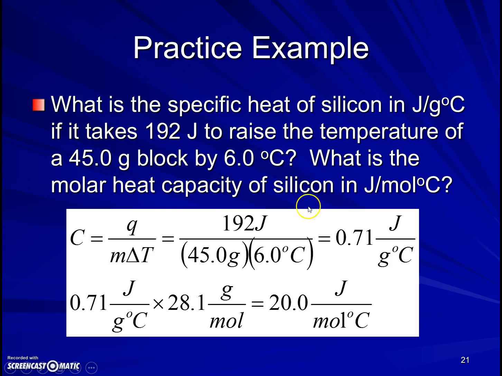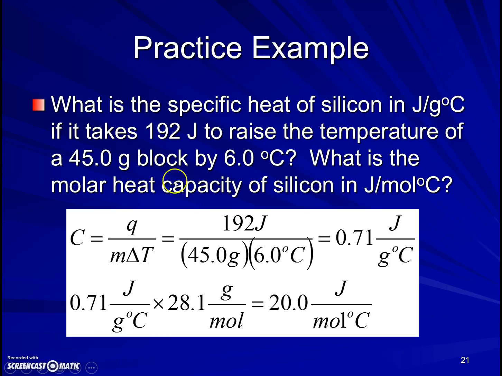Let's take a look at how we would do this problem. We said that Q is mass times specific heat, probably should have used SH here, times delta T. So we can rearrange that: specific heat is Q over M delta T. We were told Q, the amount of energy in joules, is 192. We were told mass 45 grams. We were told the change in temperature was 6 degrees. And this all goes in our calculator, and we get the right units for specific heat. Now, specific heat's units are joules per gram degree.